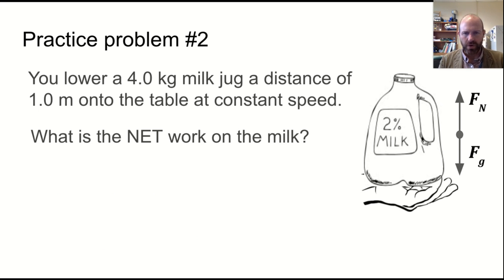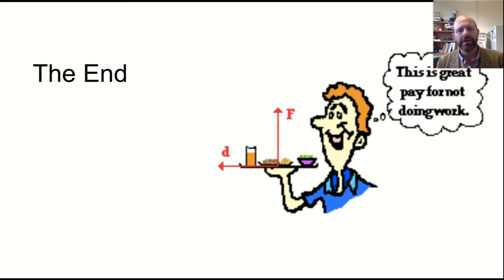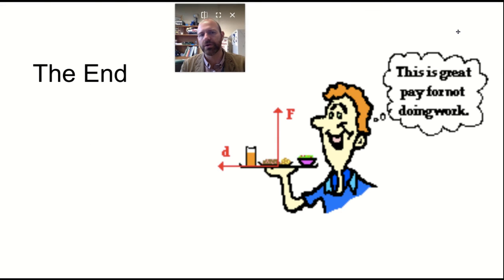What is the net work on the milk? Well, this is interesting. If it's going at constant speed, then the net force is 0, and therefore the net work is 0. And this is leading into something we call the work kinetic energy theorem, which we'll talk about in our next video, where we can talk about useful things that we can learn from understanding how much net work is done.